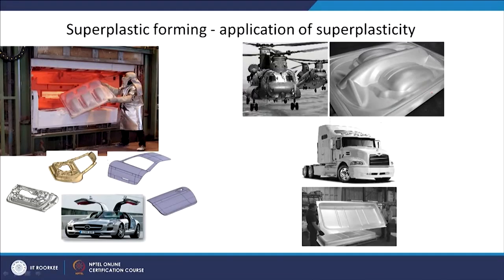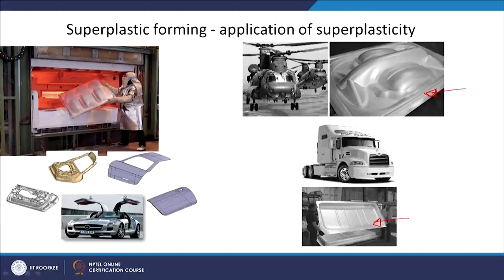The application of superplasticity is, of course, superplastic forming. The idea is that superplastic deformation is a high temperature deformation where the flow stresses are very low, so you can deform a material just by using gas pressure. All these metallic parts you see here are formed only using gas pressure, as we generally do in glass blowing or in making some plastic parts. Whatever the die shape is, the material takes that shape.